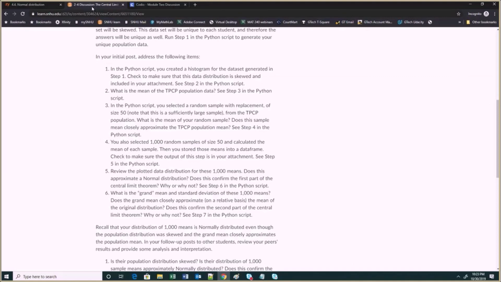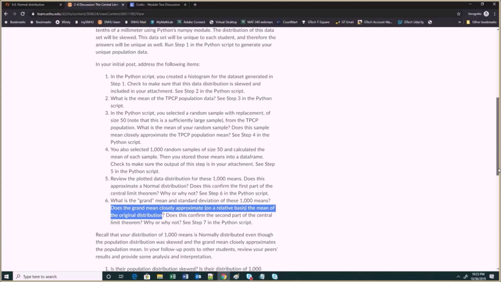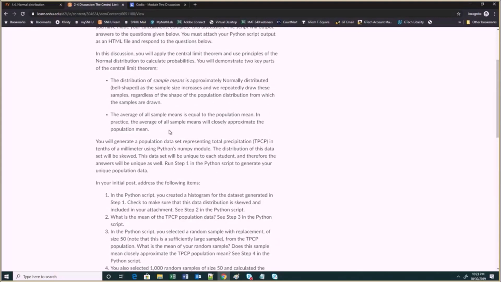So the question here says, does the grand mean closely approximate the mean of the original distribution? Does this confirm the second part of the central limit theorem? So yes, it does approximate the mean of the original population distribution. And it does confirm the second part of the theorem, which says that the average of all sample means is equal to the population mean. In practice, the average of all sample means will closely approximate the population mean. So we have just proven the two major parts of the central limit theorem.